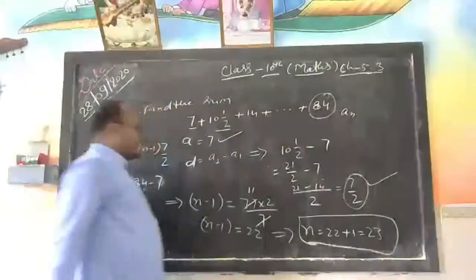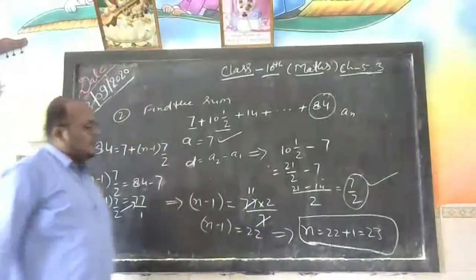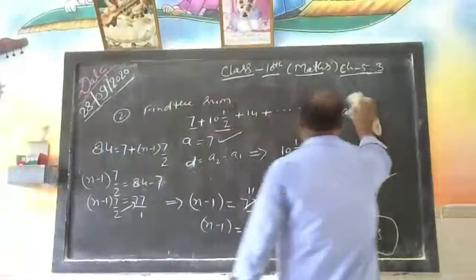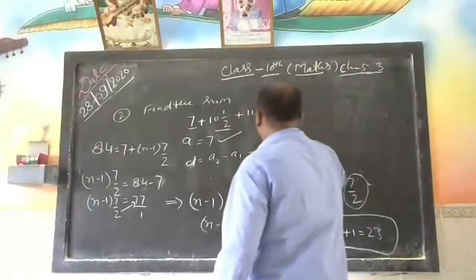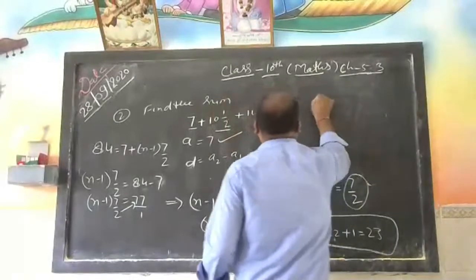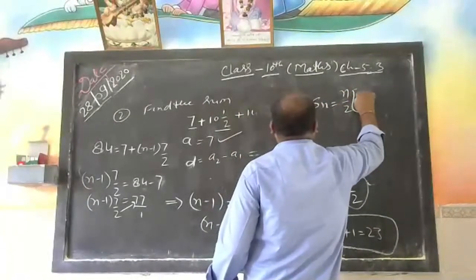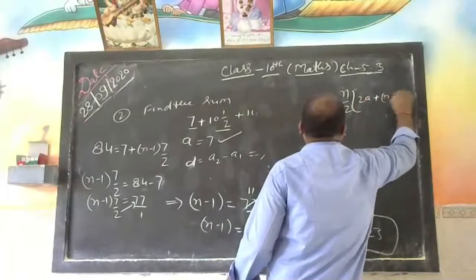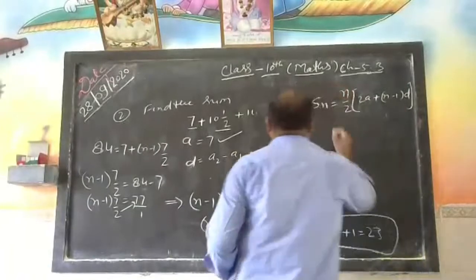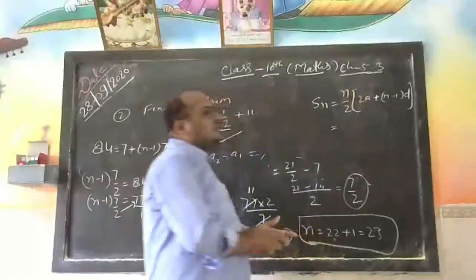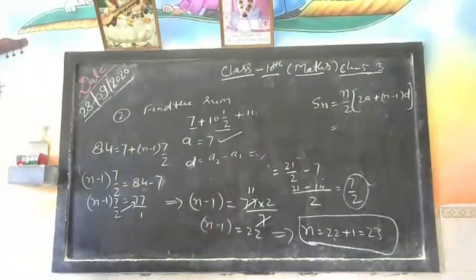Now you have all those things whatever you want to use in the sum formula. Sn is equal to n by 2 into 2a plus n minus 1 into d. Clear? So now put all these values in the formula. Now you have n is equal to 23.